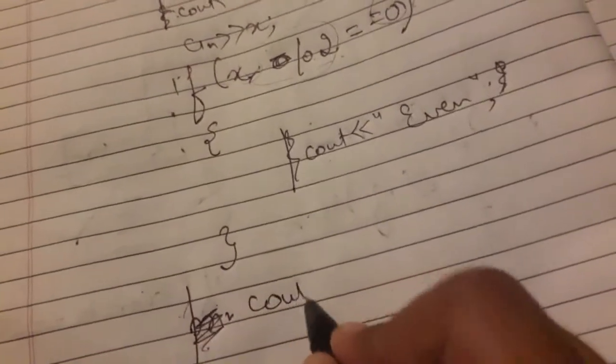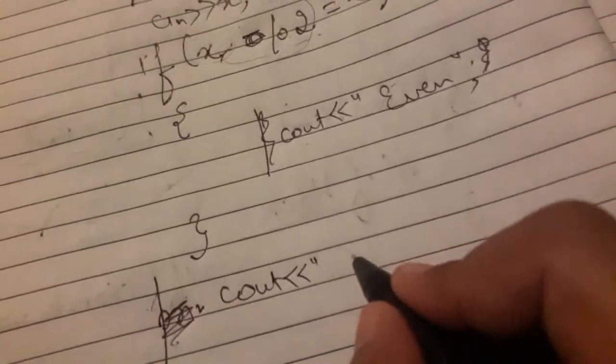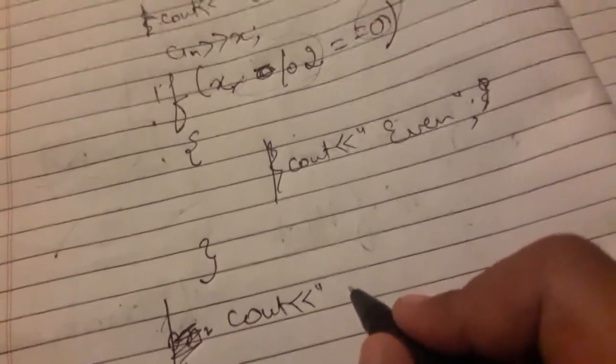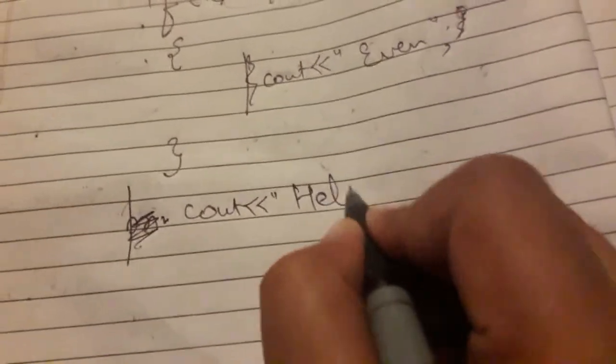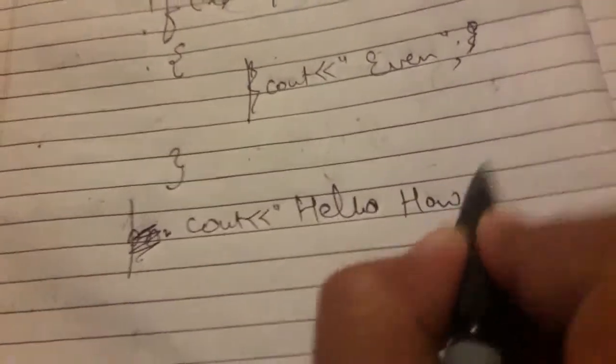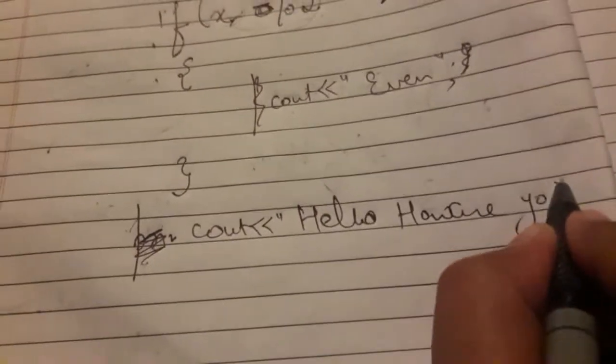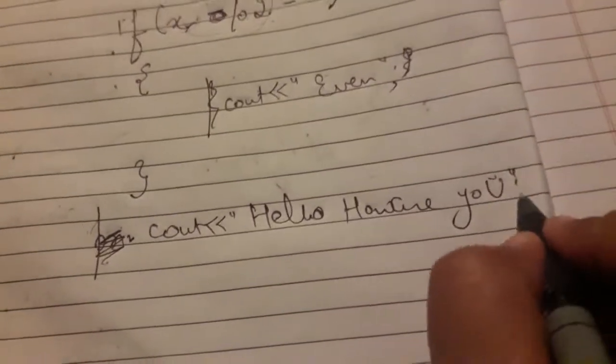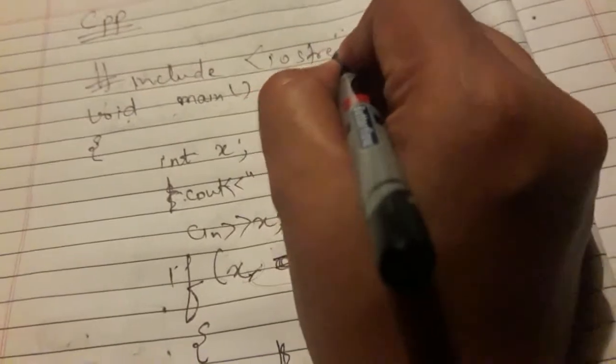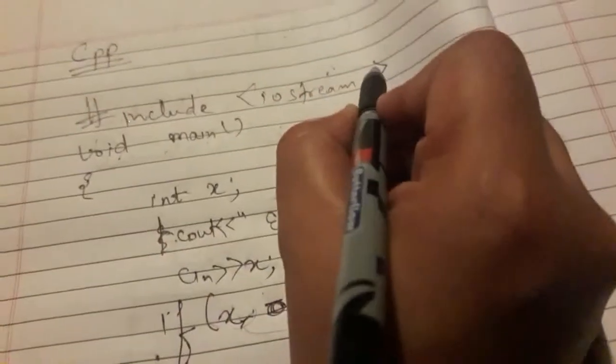Actually I'm writing with not C++, C out. "Hello, how are you?" This program just prints hello, how are you. So here I am just adding hash include, which header file? Why am I adding iostream.h? Please comment below why I have added iostream.h here.